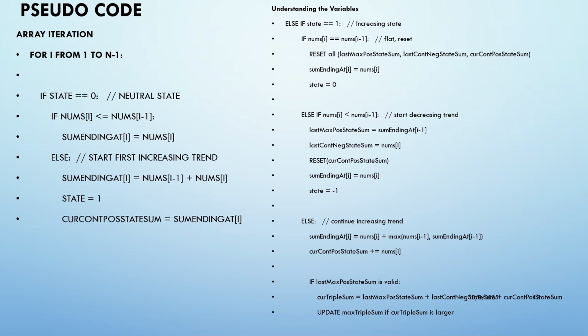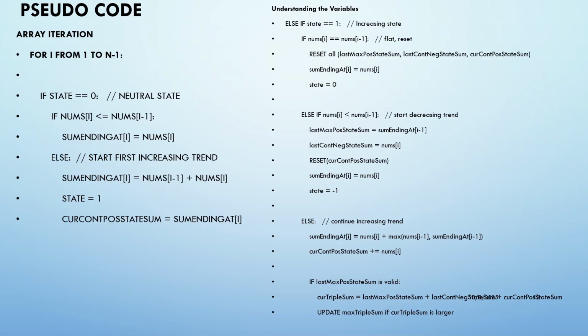Also, the last maximum positive state sum will be initialized. So what does the last maximum positive state sum indicate? It indicates what was the last maximum positive state sum in my current flow. So this will be nothing but the sum ending at I minus 1. The last sum will be my last maximum positive state sum.